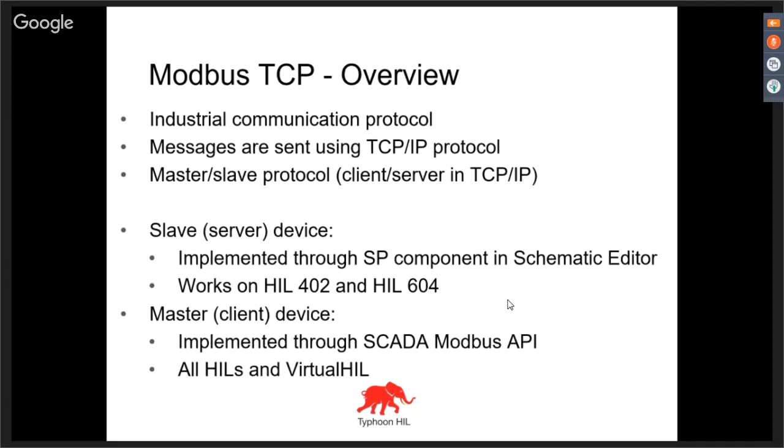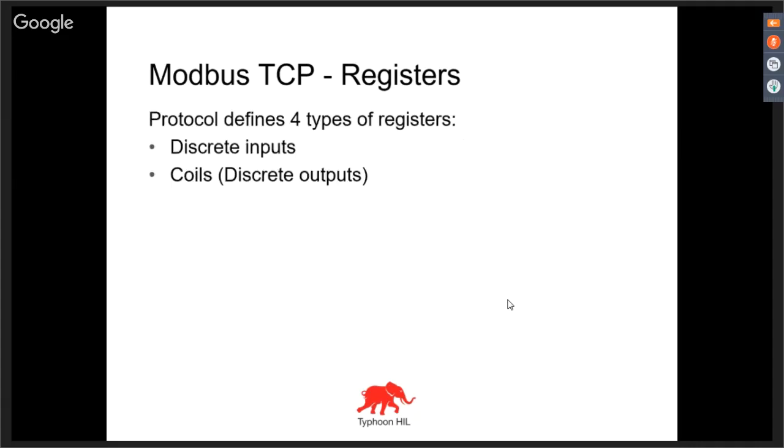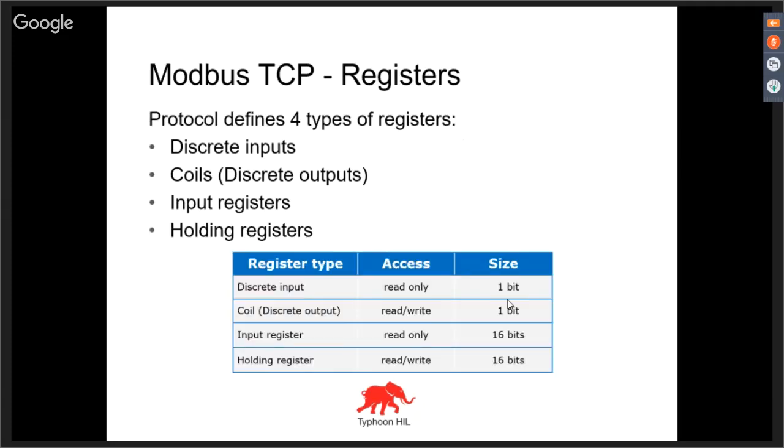The principle behind the Modbus protocol is registers. Everything is defined with registers. The protocol defines 4 types of registers, and the difference between these registers is presented here in this table.